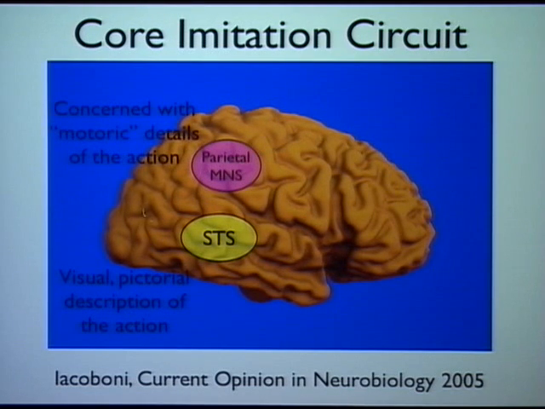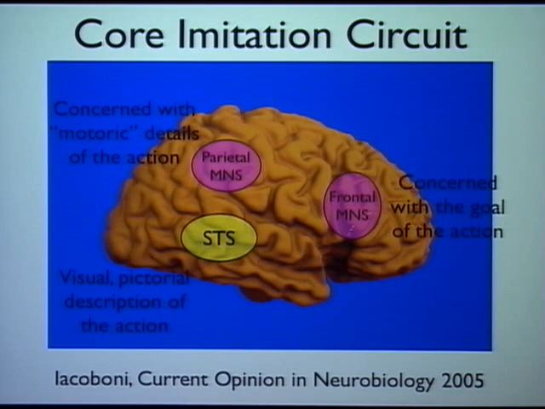And then the parietal component of the mirror neuron system would be concerned more with the motoric detail of the action to be imitated. And finally, the frontal component, which overlaps with a famous language area, Broca's area, is concerned more with the goal of the action.